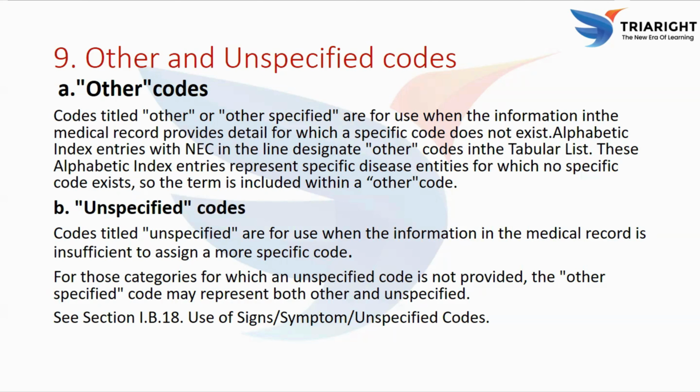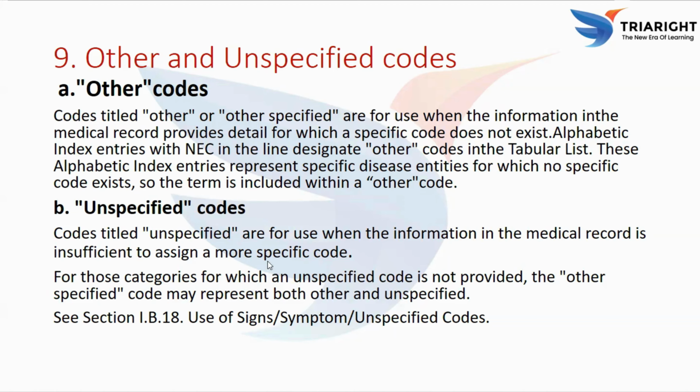Coming to other codes. Other codes are also called other specified. This is used when the doctor gives specific details, but there is no exact code for that condition. In the ICD-10 book, you'll often see NEC, which means not elsewhere classified. This means other. For example, if the doctor says viral infection of the lung, but there is no exact code for that type of virus, you will use another code. In short, we know what the disease is, but the ICD doesn't have a precise code for it. So then you have to use the other code.